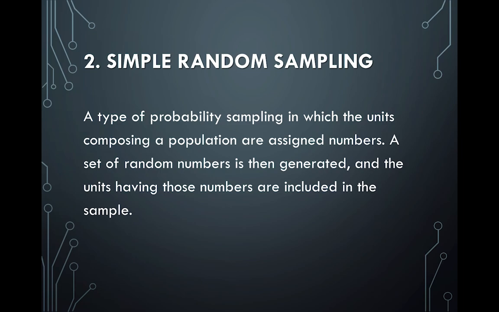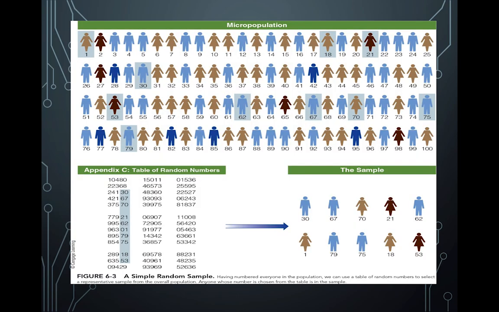And so probability sampling, again, is a type of sampling. Simple random sampling is a very basic way of doing probability sampling. And that's where the units in the population are assigned numbers. So again, if our class was this, everyone would get a number. And then we put that into some kind of procedure, assuming that everyone has the same chance of being selected. And we would go through our process.